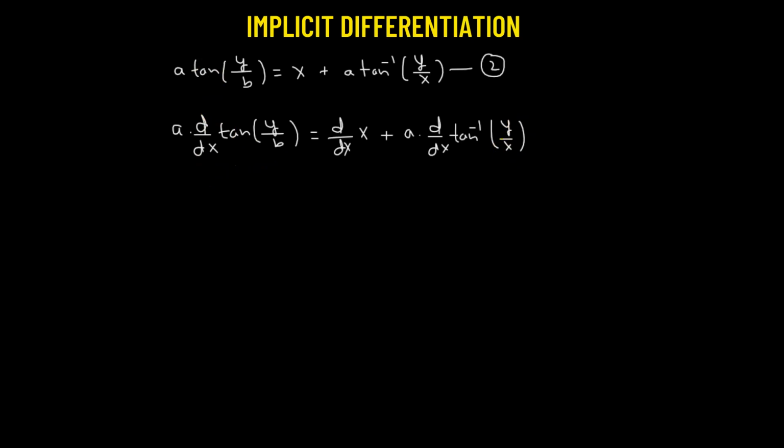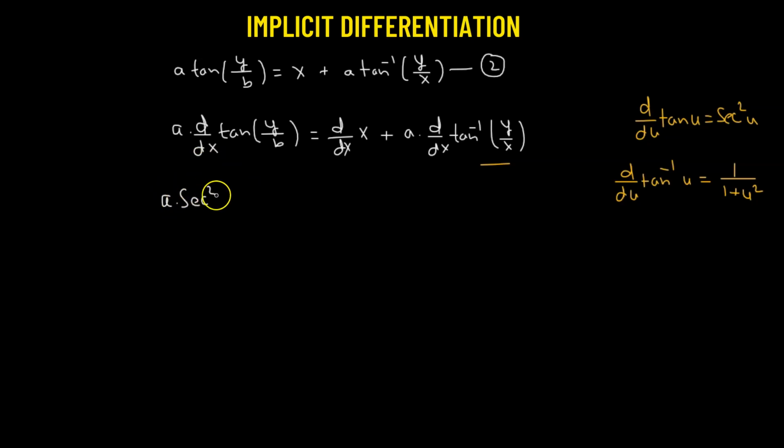Right. Now we know that the derivative with respect to u of tangent of u simply equals secant squared u. And here we also have to take the derivative of the inverse tangent function. So the derivative with respect to u of inverse tangent of u equals 1 over 1 plus u squared. Right. Now let's obtain the derivative. So we have a multiplied to secant squared y over b. Here u is y over b, but we'll have to take its derivative. We'll have to multiply it by the derivative of y over b by using the chain rule.